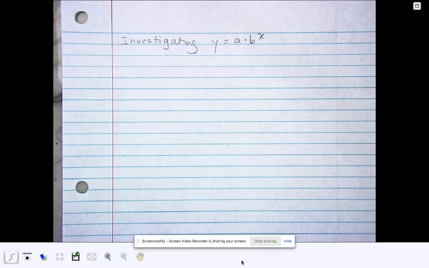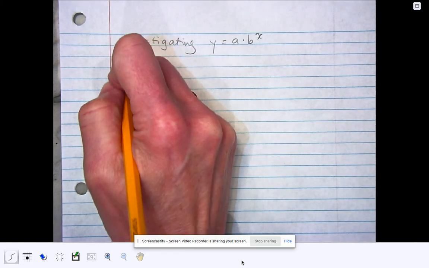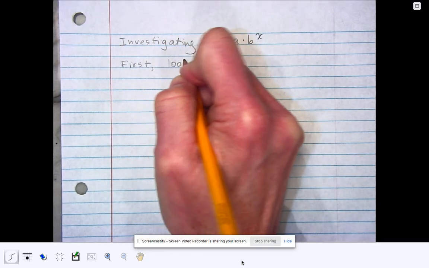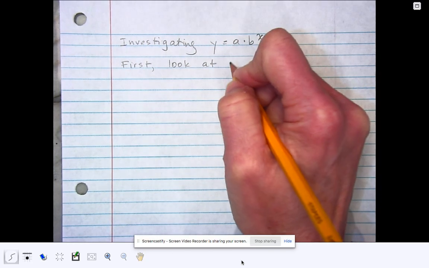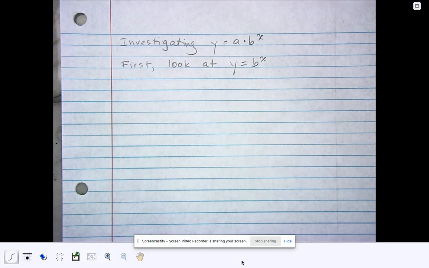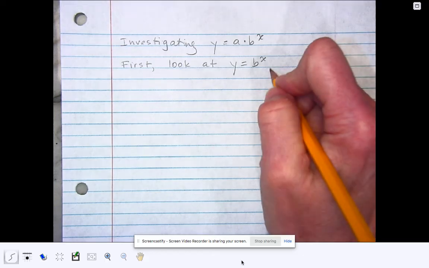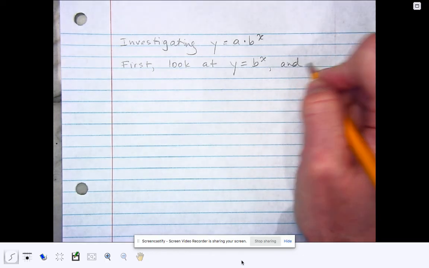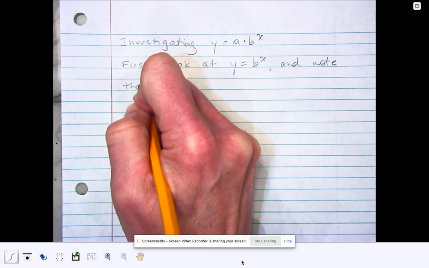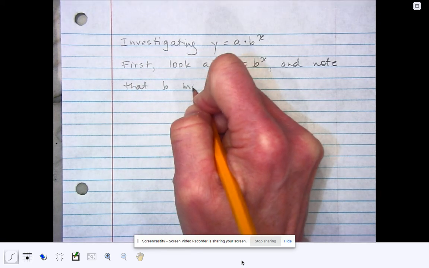Okay, so let's first just take a look at y equals b to the x. So that's how we started this whole unit. And note that b must be positive.